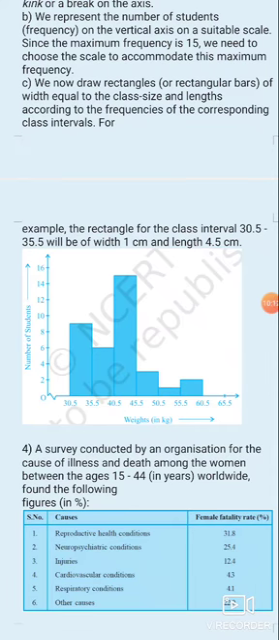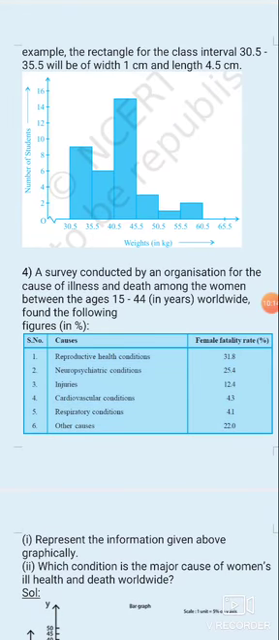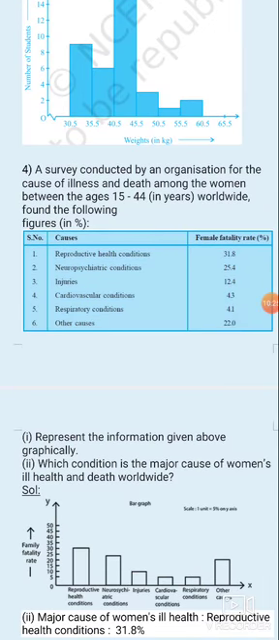Okay, now listen carefully. For that, represent the following given above graphically. Now, which condition is the major cause of women's ill health and death worldwide? So, listen carefully, the bar graph you need to represent. When we construct this table, we can represent it in this way. The items we can represent in the horizontal way, and then the next one, female fatality, we can represent the vertical way. So all the items are represented in the bar graph.